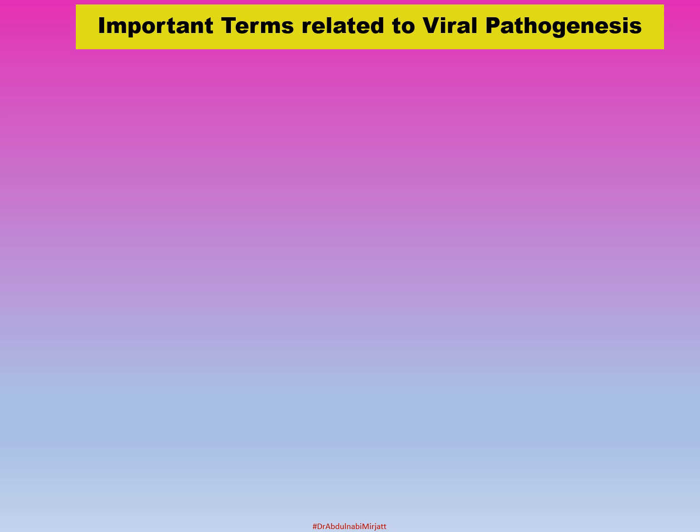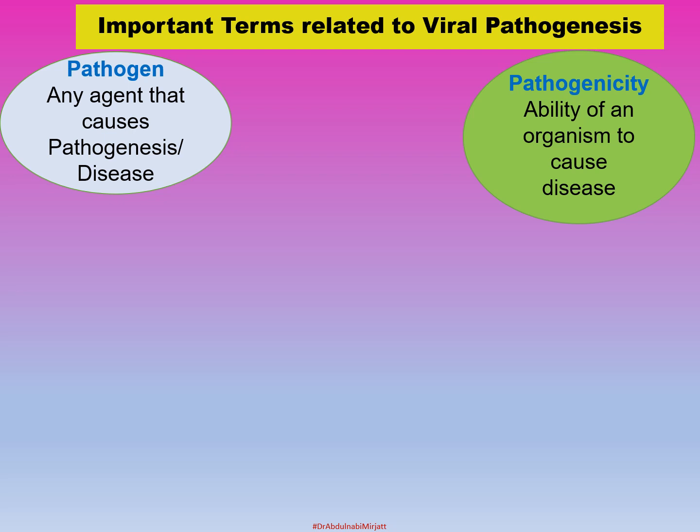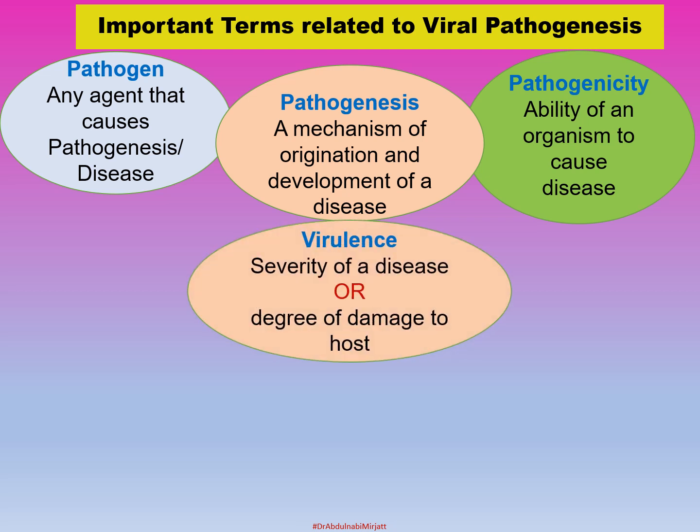There are some important terms frequently used in medical science. For example, pathogen. What is a pathogen? Any agent that causes pathogenesis or disease. A pathogen can be a virus, bacterium, or any other unicellular or multicellular eukaryotes. Pathogenicity is the ability of an organism to cause disease. Pathogenesis is the mechanism or process of origination and development of a disease. Virulence is the severity of a disease or degree of damage to the host by any pathogen.